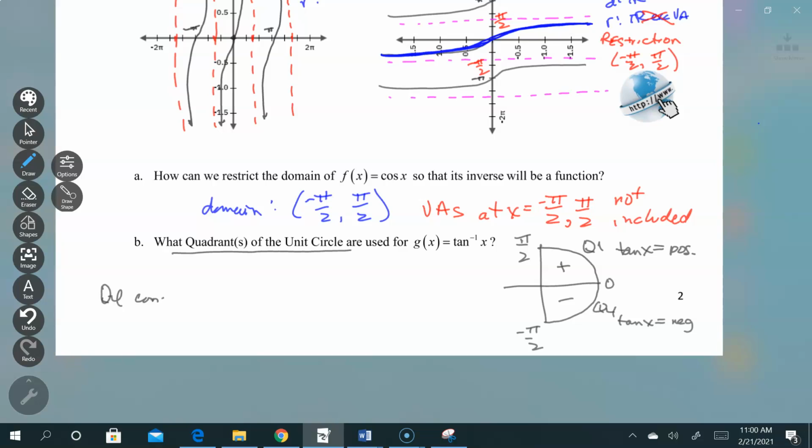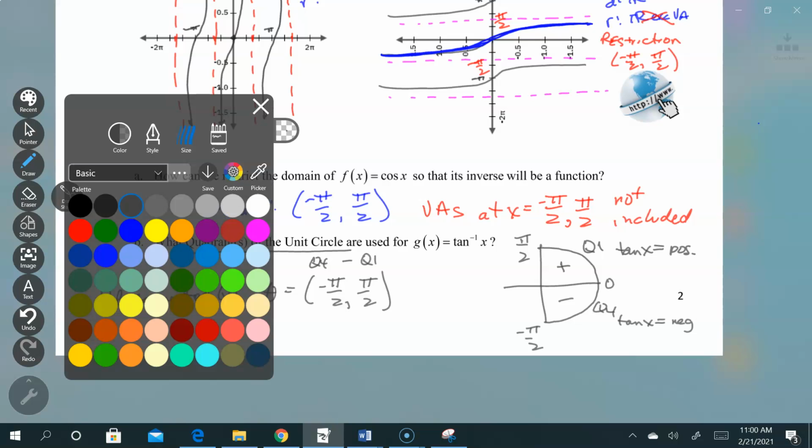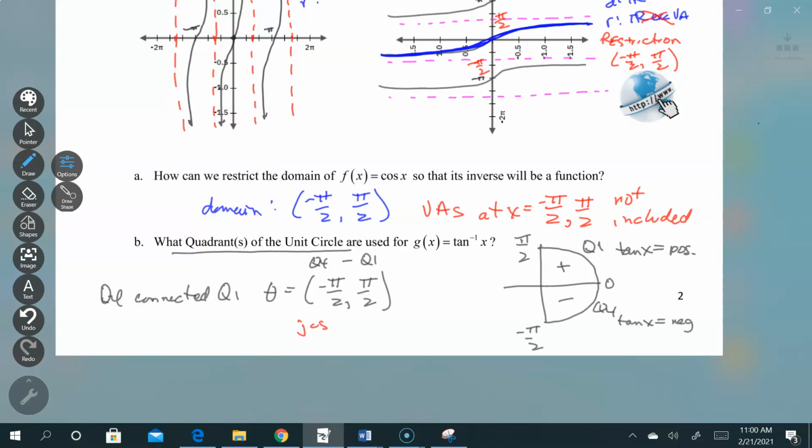connected to quadrant 1. And we're going to use our angles, negative pi over 2 to pi over 2, because on that part of the graph, you can see it's a nice continuous graph. And that's quadrant 4 to quadrant 1. And if you look carefully, it is just like the inverse sine that we did earlier. Inverse sine and inverse tangent use the same quadrants to figure out results.